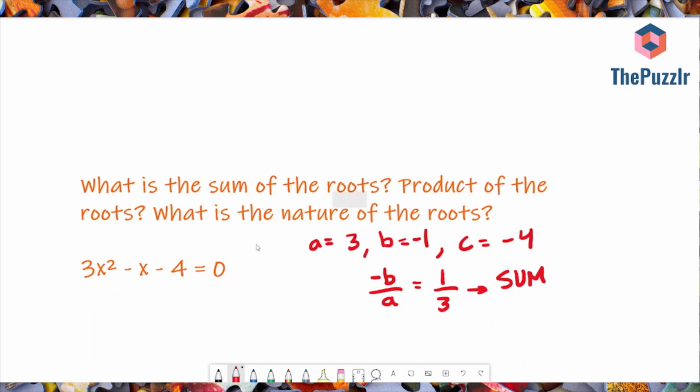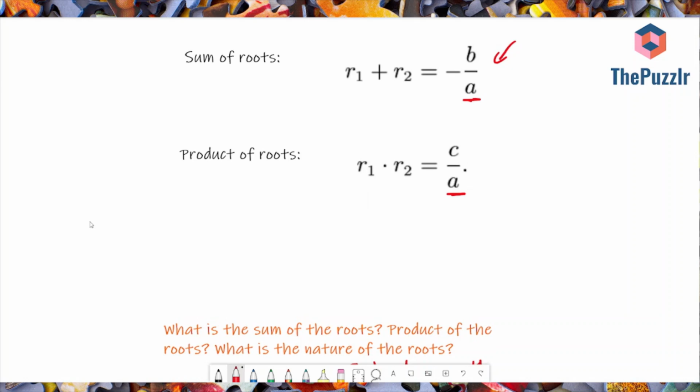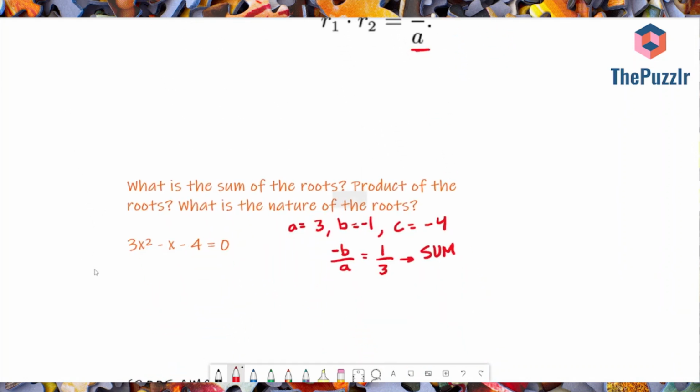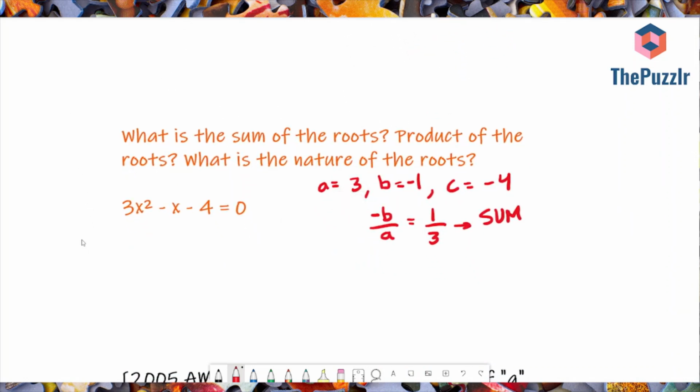What about the product of the roots? The product of the roots is just equal to c over a. c is equal to negative 4, and a is just equal to 3. So negative 4 over 3 is the product.